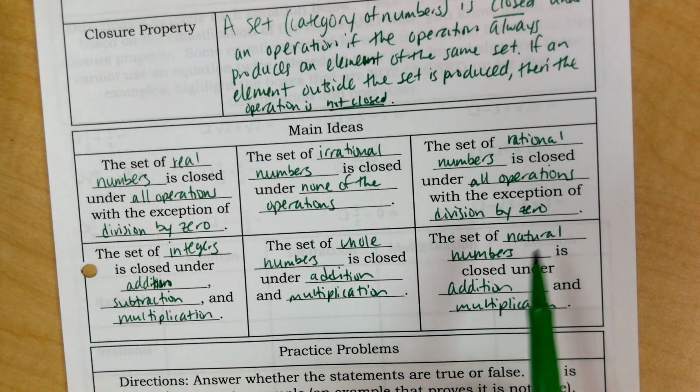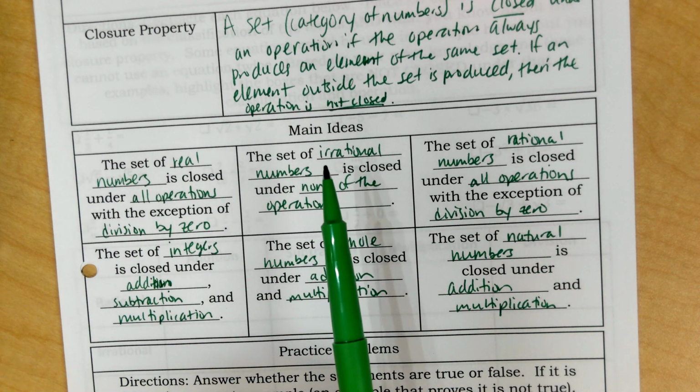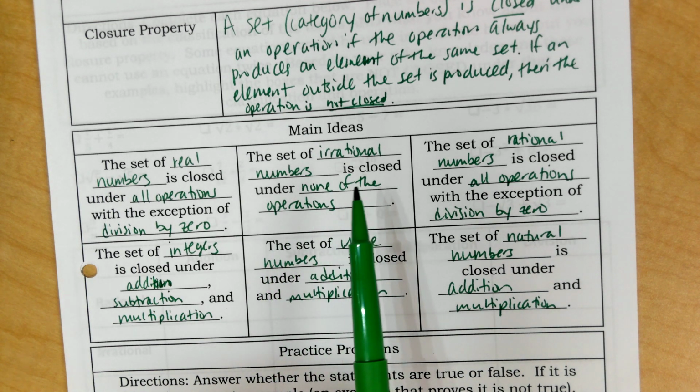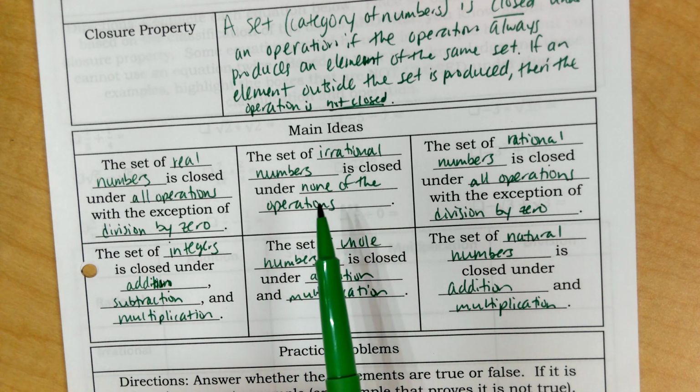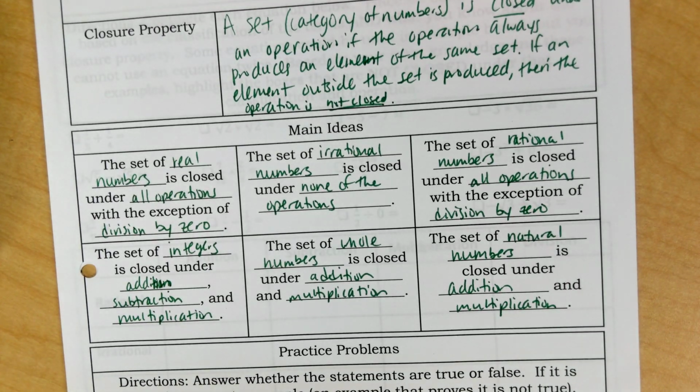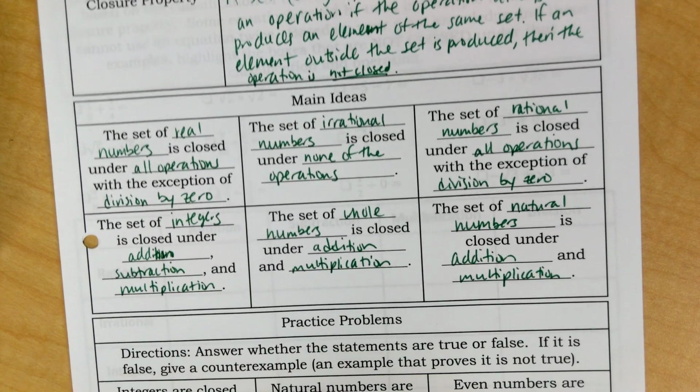So again, that just means that if I take any natural numbers and add them together, I'm going to get a natural number. If I take any natural numbers and multiply them together, I'm going to get a natural number. But if I take two irrational numbers and multiply them, I'm not necessarily going to produce an irrational number. Or if I add them, I'm not necessarily going to get an irrational number. So that's why they are not closed under any operations. So that's kind of the idea of the closure property.